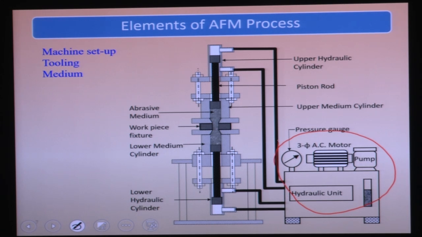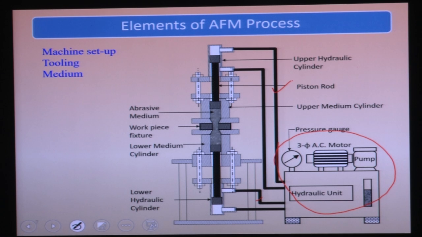From this hydraulic system you can generate up to 100 bar pressure. There are two inlets in that hydraulic system. This is one inlet and this is another inlet. Through this inlet it is moving.